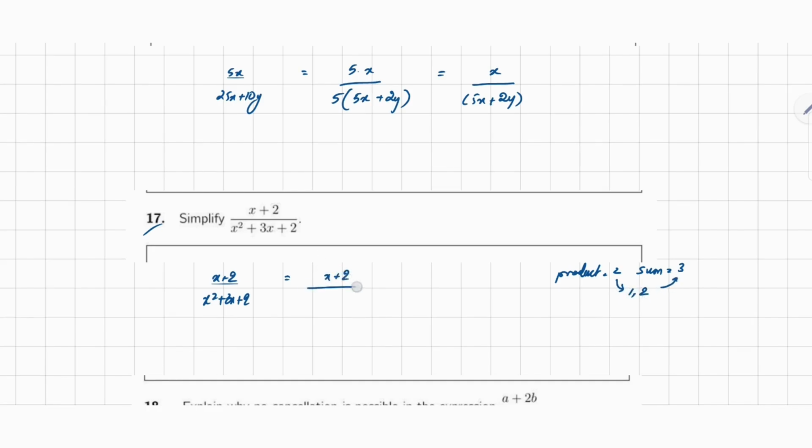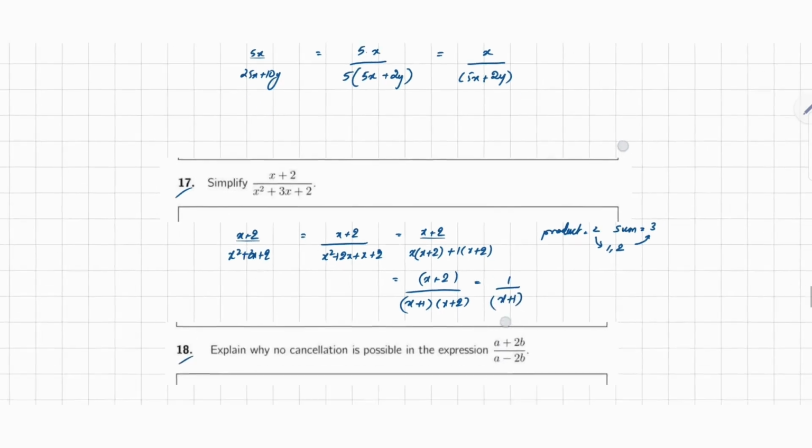So we can split the middle term as follows. We can take out the common factor from the first and second term. So we have x times x plus 2 plus 1 times x plus 2. So that's x plus 2 over x plus 1 times x plus 2. We have x plus 2 over x plus 2. That gives us 1. So we have 1 over x plus 1 as our answer.